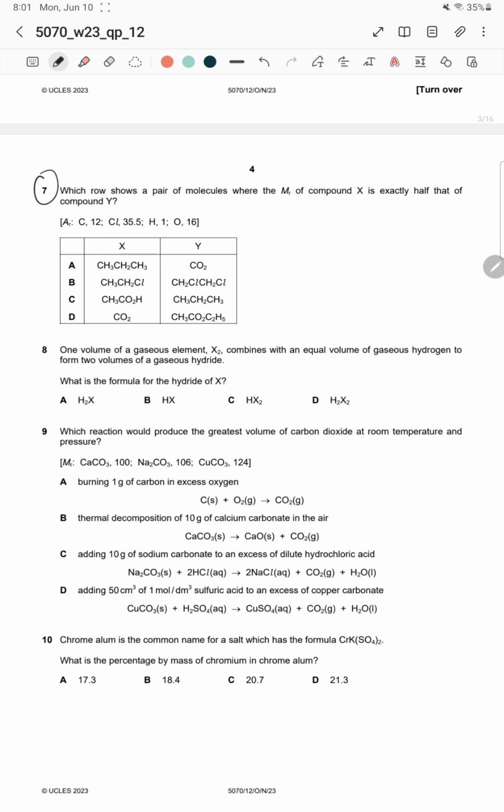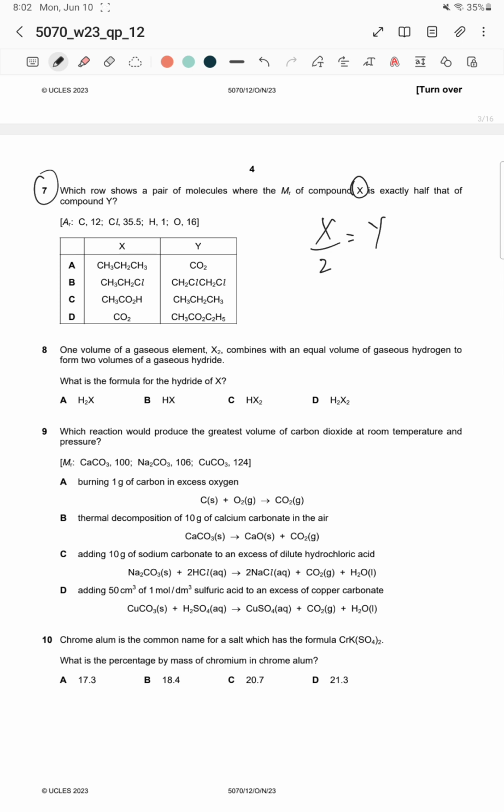Question number 7. Which row shows a pair of molecules where the MR of the compound X is exactly half that of compound Y? MR of X is exactly half of that of compound Y. So here in this question you have to calculate the MR, so it will take some time.